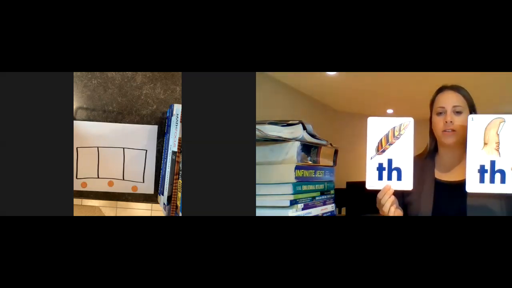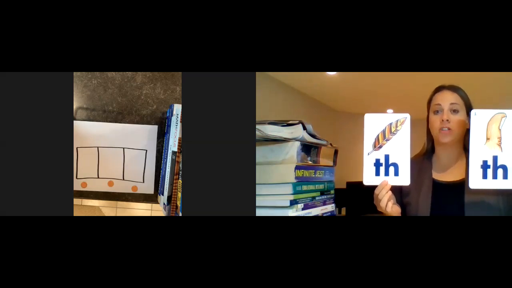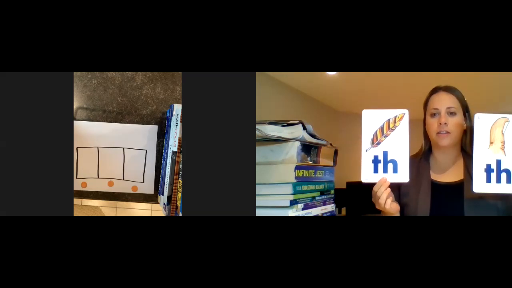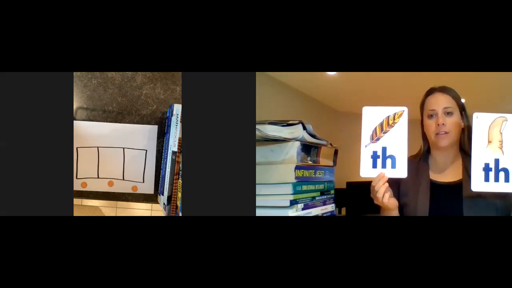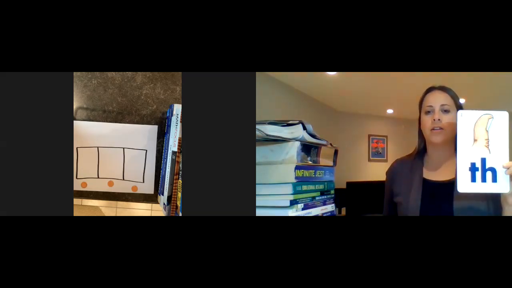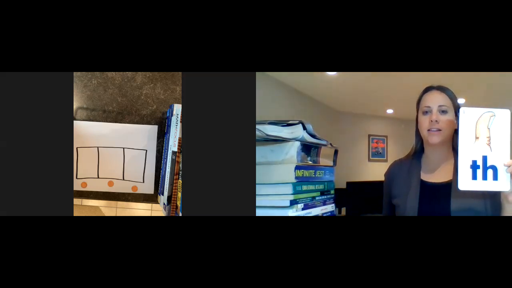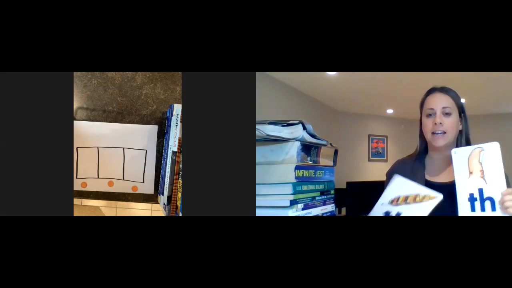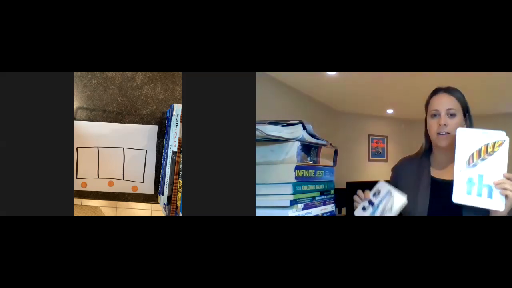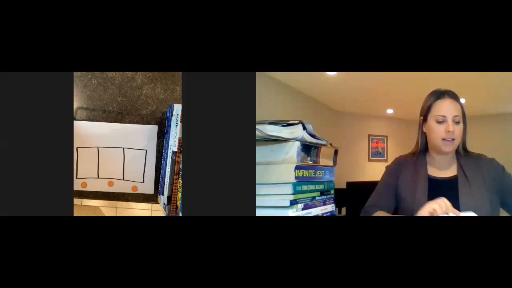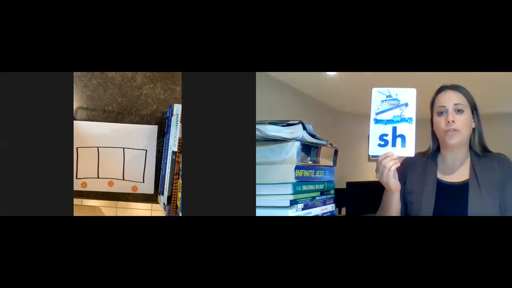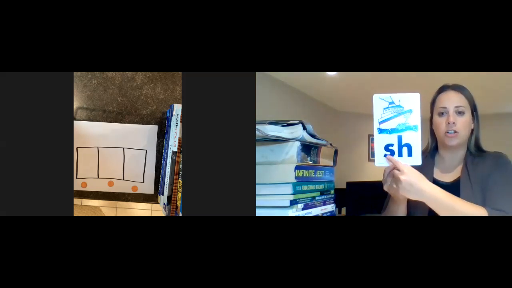And it's important to note that the th digraph makes two different sounds depending on the word. It can make a v sound, like feather, or th sound, like thumb. So you'll really be listening for three different sounds today, even though we're only working on two different digraphs. It's important to remember that a digraph, even though there's two letters, it only makes one sound. Shh.